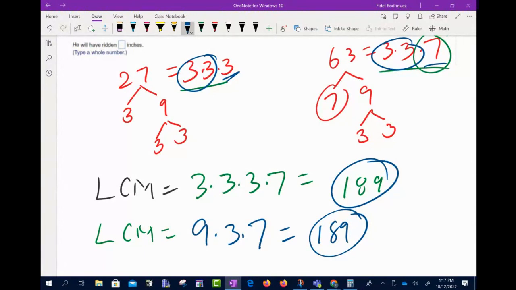And so they'll have written 189 inches, right? And that's the number that I'm going to put right there.